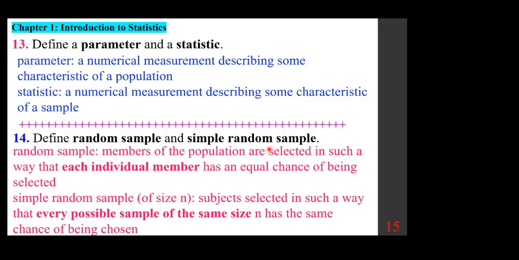But if we want a sample size of something, 3, 4, 5, then every sample of the same size must have an equal chance. And by the way, how many samples there are is really a combination, and it is a large number. I want you to know that. We will discuss that when we go through probability. But that is the difference between the two.